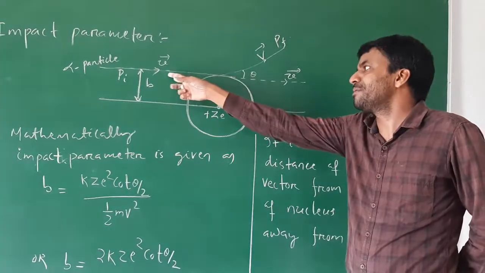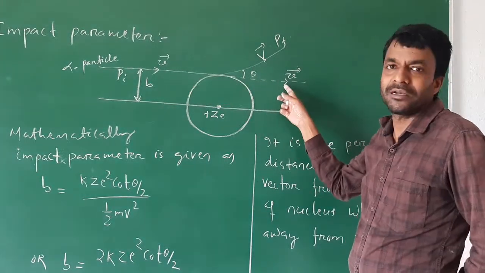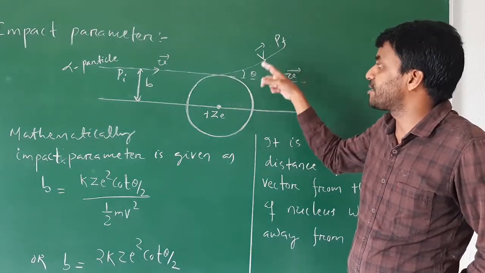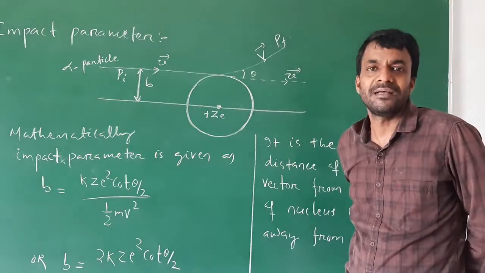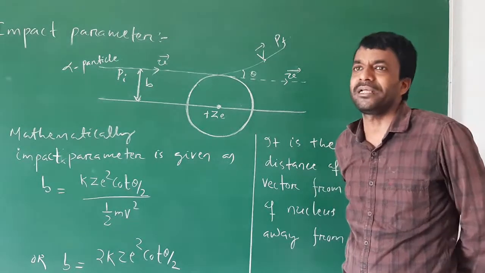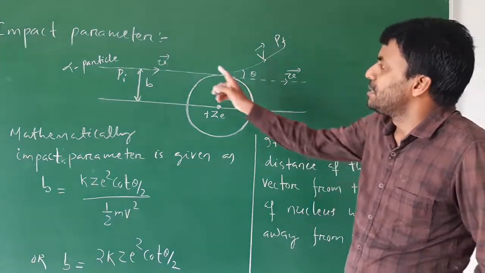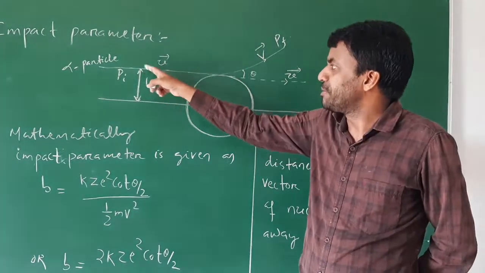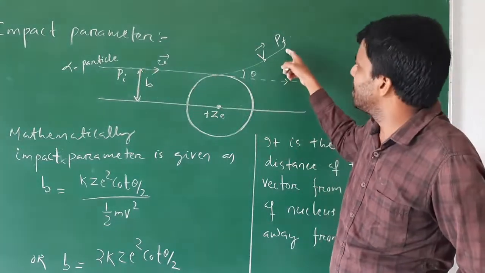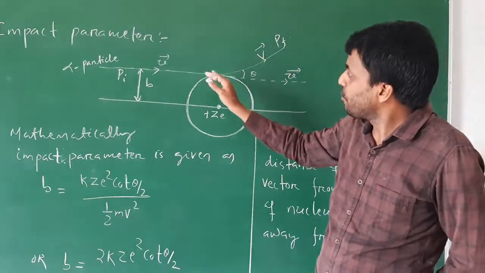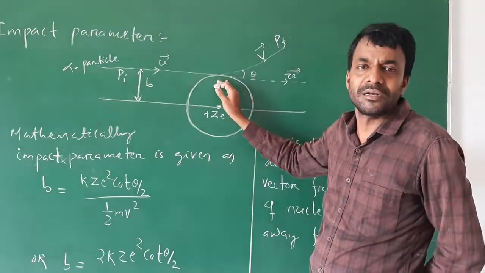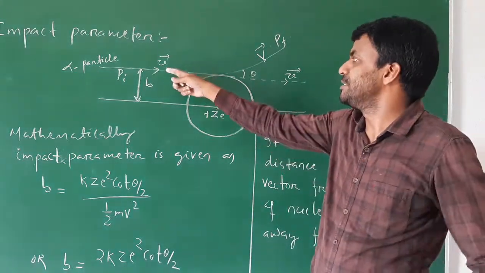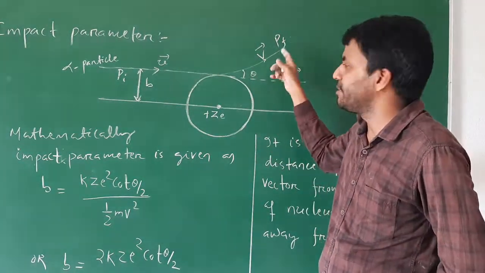Here the velocity is vector u, and also here the vector u. If it collides on the edge, it will be scattered by making some angle theta. The theta is known as the scattering angle. Here Pi means initial momentum, and Pf means final momentum. When it collides head-on, its momentum changes as well as its velocity. u is the initial velocity, and v the final velocity.